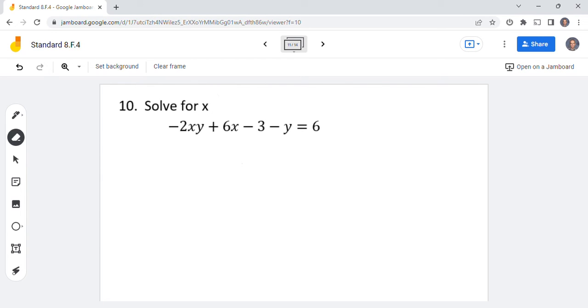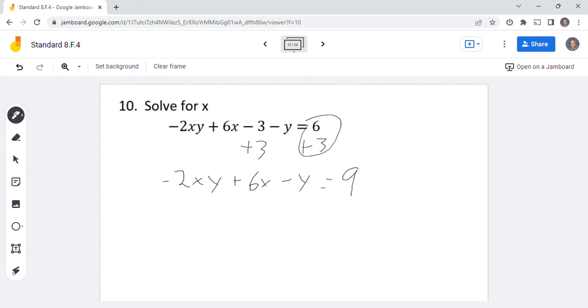Before we factor though, I like to get rid of all of the terms that do not have the y. That would be these two right here. So let's get rid of them like we've been doing with the other questions. We're going to add 3 to this side. So we have negative 2xy. We have 6x still left. We have a negative y, and over here 6 plus 3 is 9.